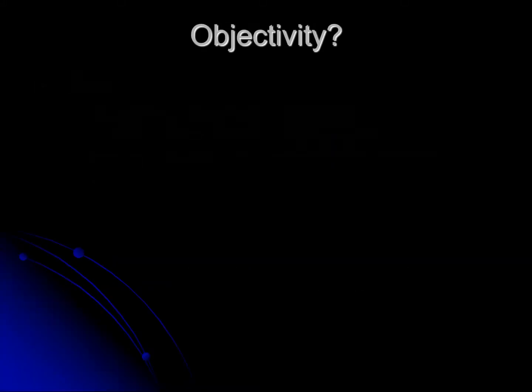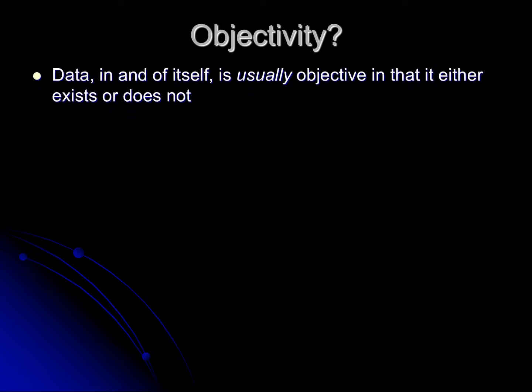Now let's go after that first definition, the objectively observable conditions. What does it mean for something to be objective? Data in and of itself is usually objective in that it either exists or it does not.